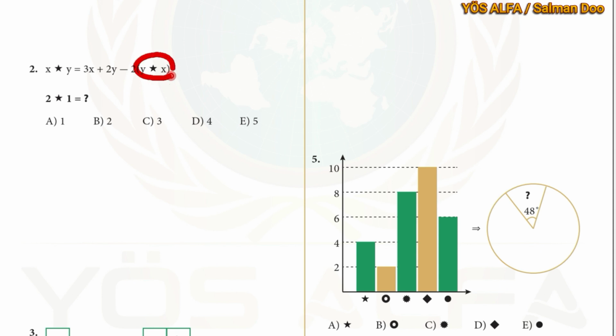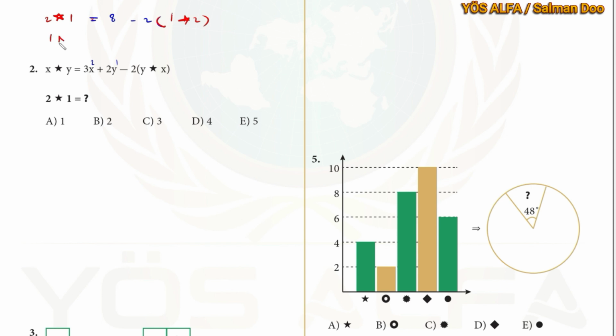Number 2. X, Y, and YX operations are given in the same equation, and 2 star 1 operation is asked. So let's start with 2 star 1 operations. So 2 star 1, x is 2, y is 1. If x is 2 and y is 1, we have 6 plus 2 is equal to 8 minus 2 times 1 star 2. Since we have two unknowns, 2 star 1 and 1 star 2, we need to have two equations. So to have two equations, we'll write down 1 star 2 in the second equation.